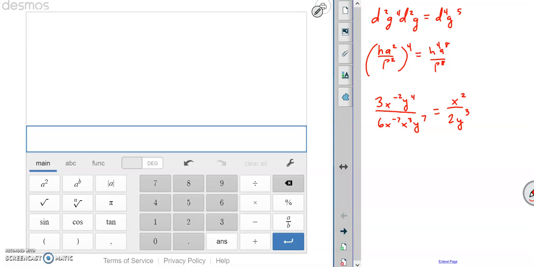Hey guys, we're going to look at how we use Desmos. This time I'm on the scientific calculator, not the graphing. So from desmos.com, scroll down, click scientific. All right, and you should end up here.